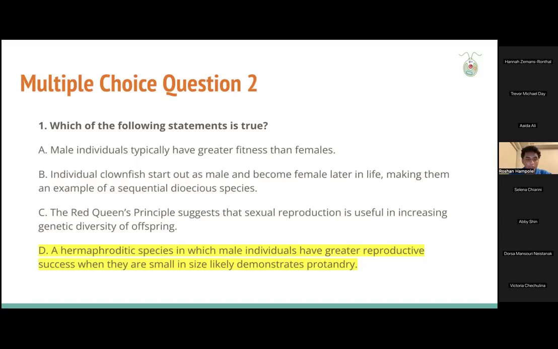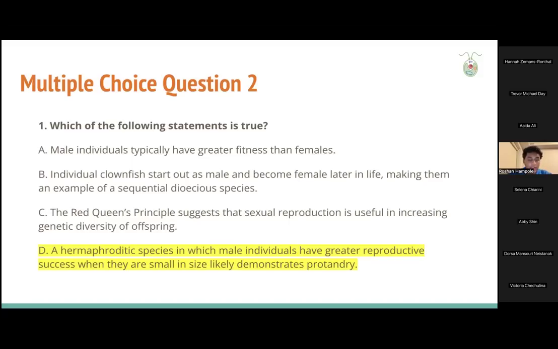Then next is the Red Queen's principle suggests that sexual reproduction is useful in increasing genetic diversity of offspring. That second half is true. Sexual reproduction is useful in increasing genetic diversity, but that's just not what the Red Queen's principle is talking about at all. Red Queen's principle has to do with the idea that it's advantageous to use sexual reproduction because it keeps you ahead of other animals. That's what it's about.